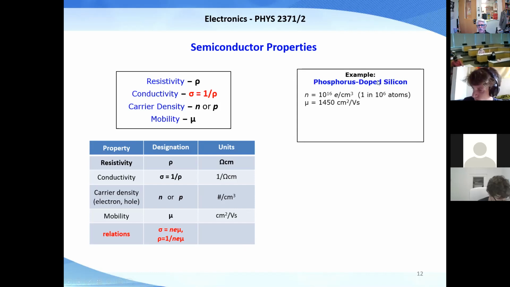Here's an example for phosphorus-doped silicon. When we're doping, we don't need to put many atoms in. Here I have 10 to the 16th electrons per cubic centimeter. That's the density of phosphorus atoms. So we're only taking out 1 out of every million silicon atoms and replacing them with phosphorus. The density of atoms is about 10 to the 22nd per cubic centimeter, so basically close to Avogadro's number.